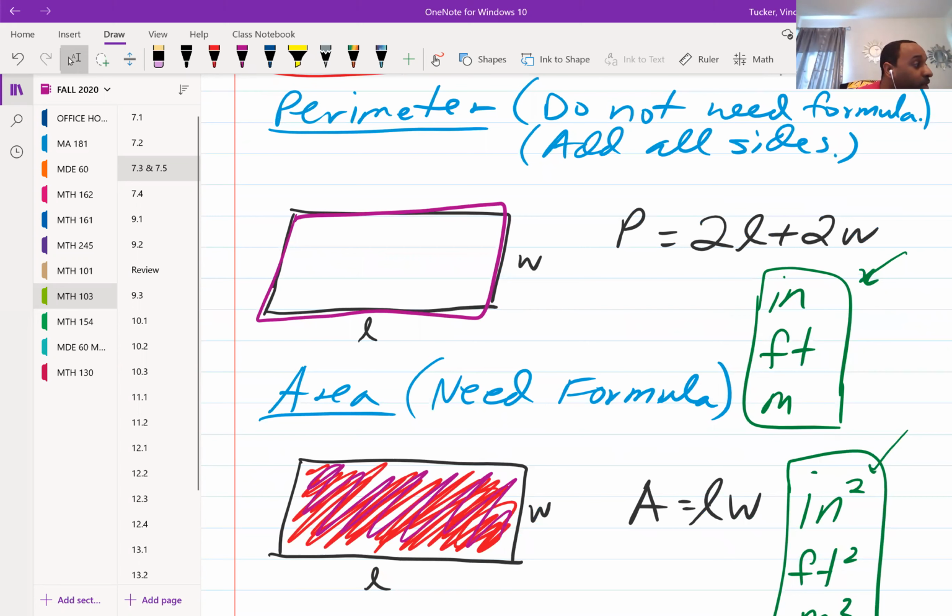So it's how much space, or area, a shape takes up two-dimensionally. And you will need that formula. The formula for the area of a rectangle is length times width. Each shape has its own formula. So a triangle will have its own formula, a circle will have its own formula, and so on.